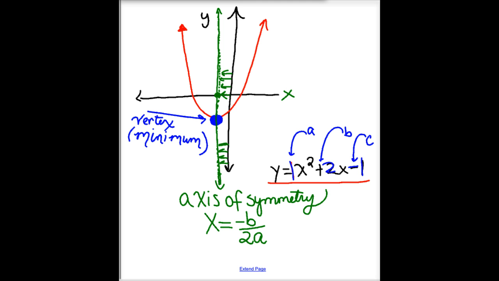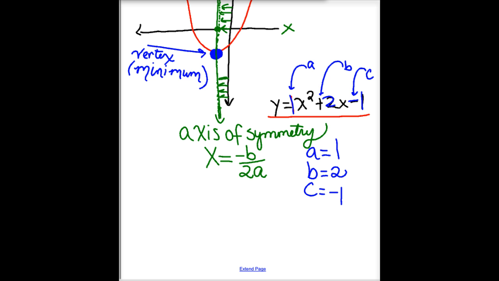And we're going to be writing them out. We're going to say for this one, a equals 1, because that's what's in front of x squared. b equals positive 2, because that's what's in front of x. And c is equal to negative 1, because that's what's hanging on the tail end there.